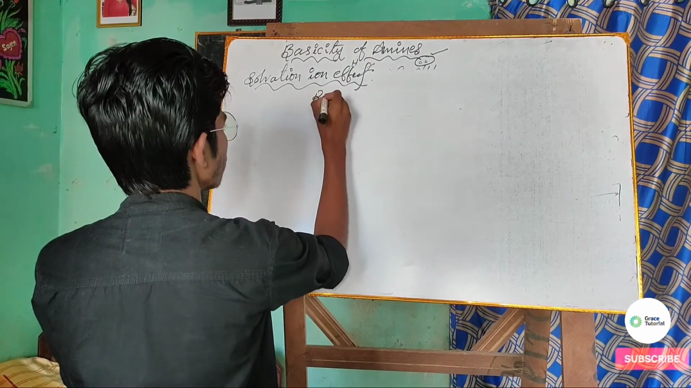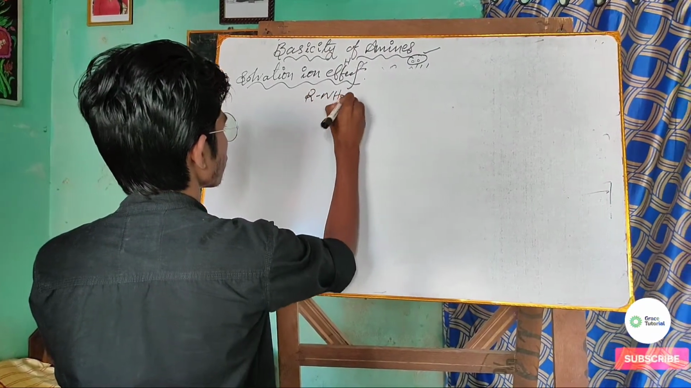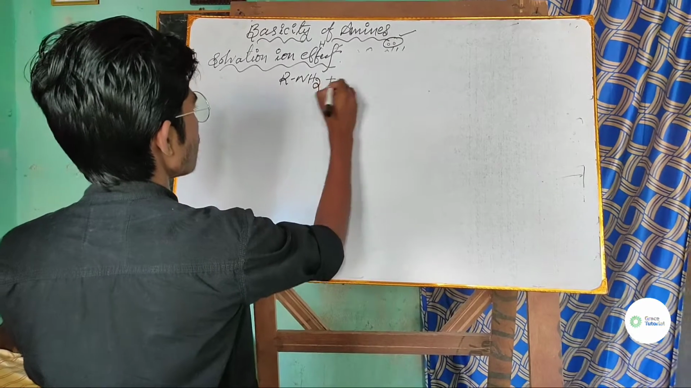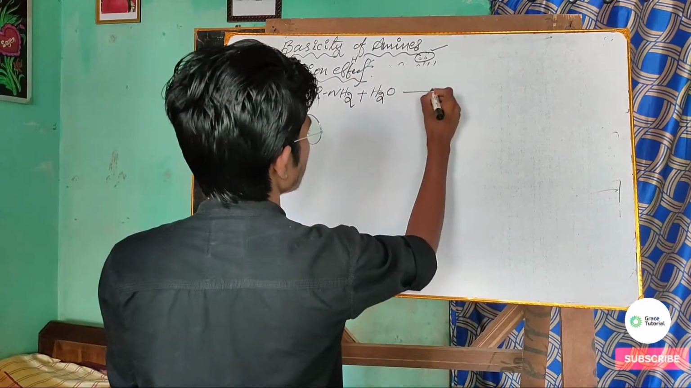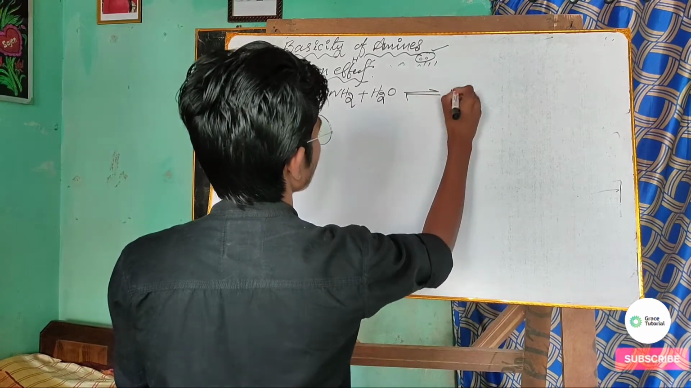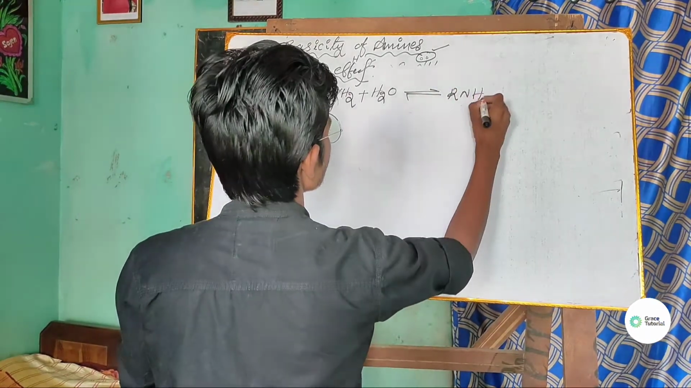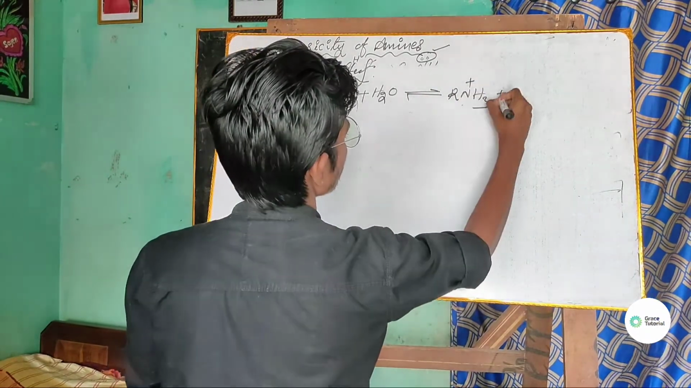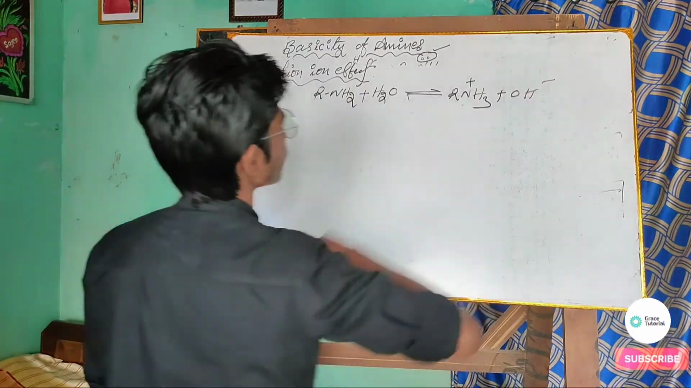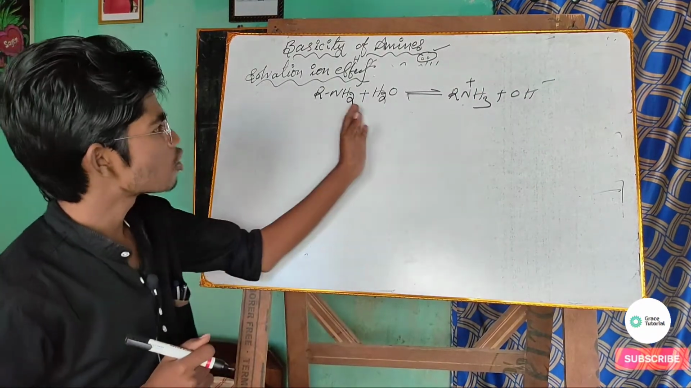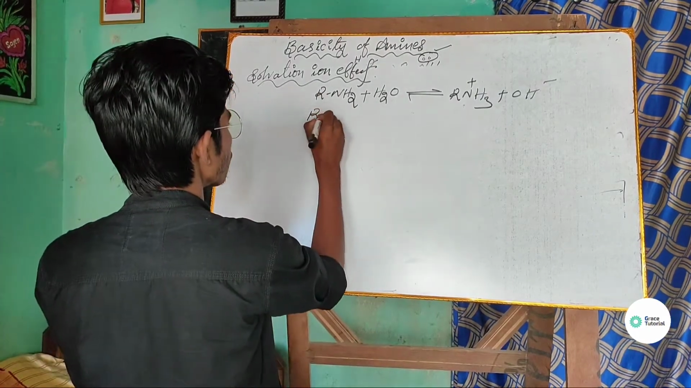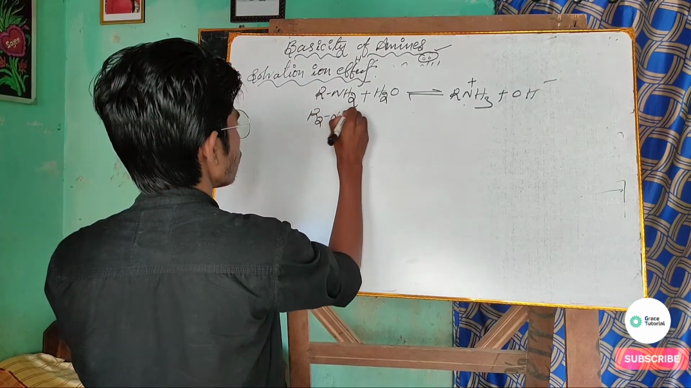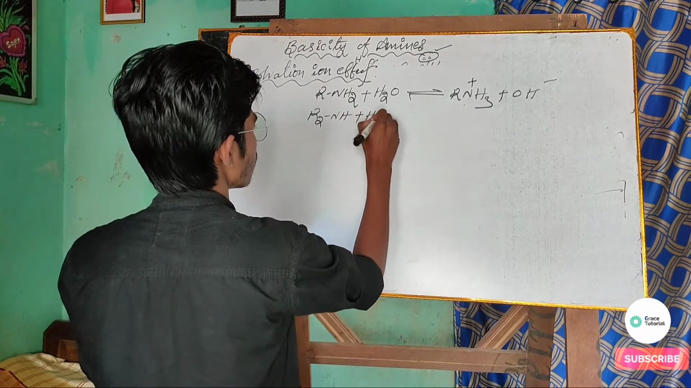Suppose you have an amine. When this amine is dissolved in water, you will get RNH3 plus OH minus. When the primary amine is dissolved in water, you will get this. Similarly, when the secondary amine is dissolved in water, it is R2NH plus water.